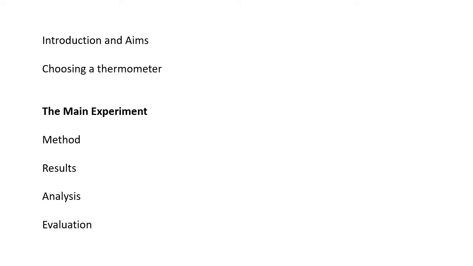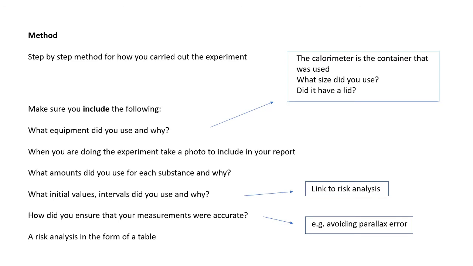Then the main experiment. The structure of most investigations is you have your method, your results, your analysis, and your evaluation. They would be very good subheadings. I would start each of them on a new page, for example. The method: a step-by-step method, like a recipe. How did you carry out the experiment?